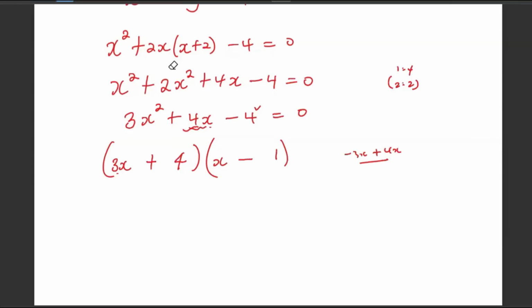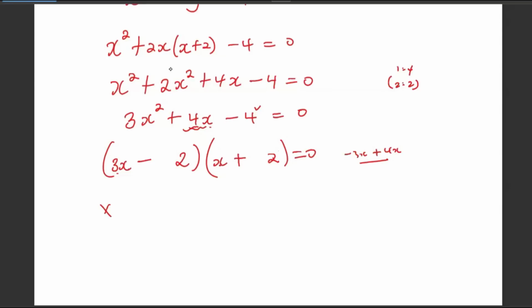So my orientation could be wrong. So let me switch the 4 and the 1. 1 and the 4. Still, this is a 12. This is a 1, which means it's not making sense as well. So 1 and 4 cannot work for me. Let me use 2. If I use 2 and 2, that is 6 and that is 2. Perfect. So that's a plus and this is a minus.